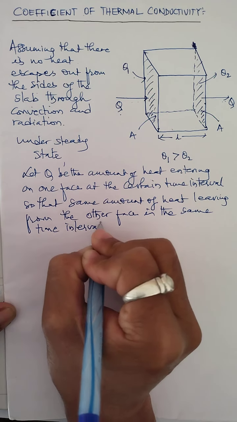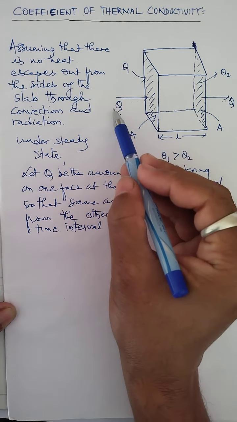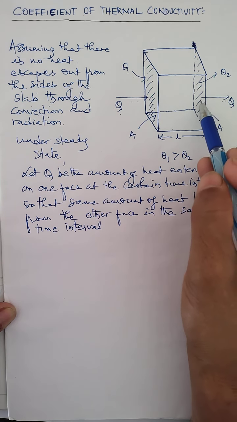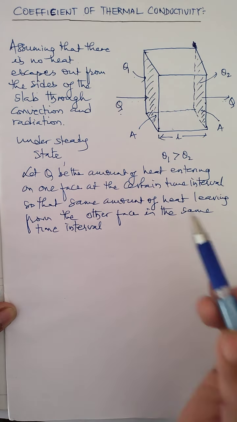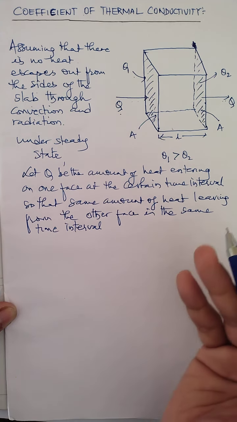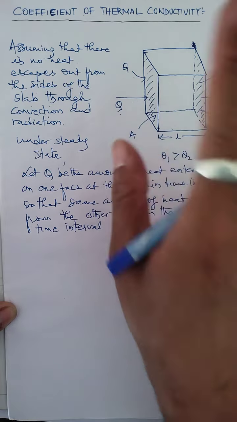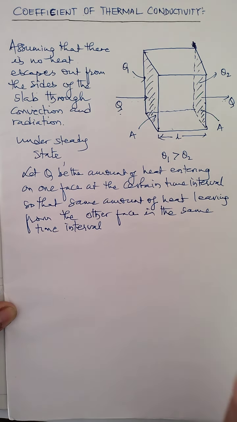So at a particular time interval, when Q amount of heat enters at this phase, at the same time interval, the Q amount of heat leaves from this phase. With this, we can easily see that the amount of heat that enters and leaves in the same time interval can be observed experimentally.